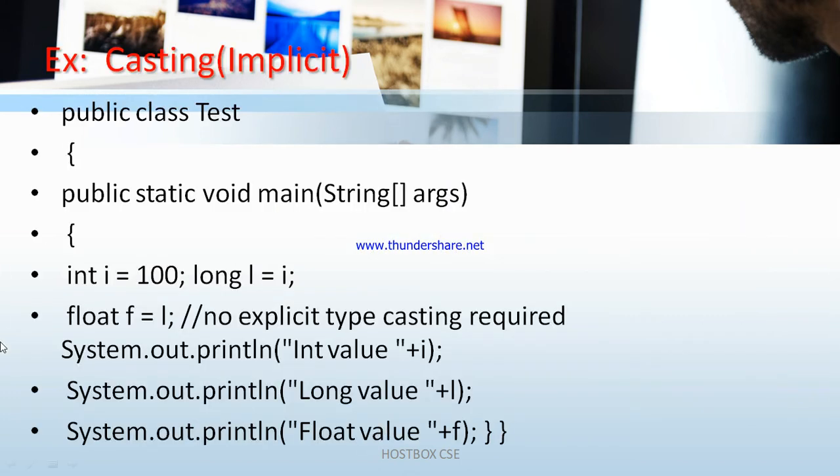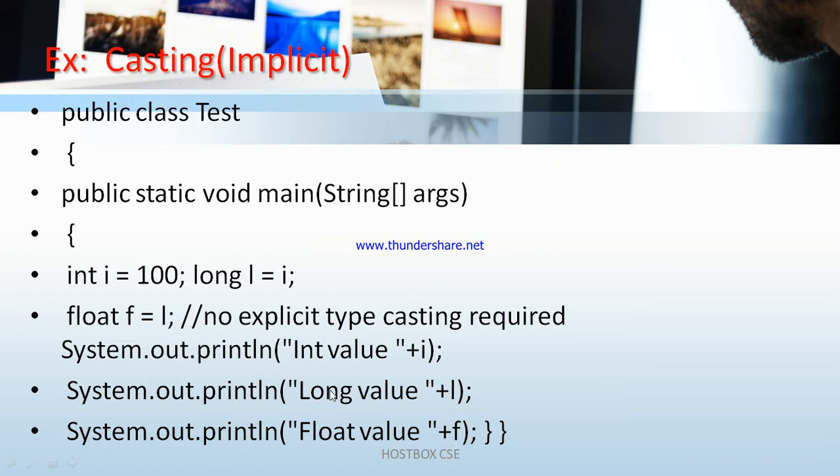I am going to write a program, class Test, where I write int i is equal to 100 and long l is equal to i. Then I am going to write float f is equal to l. Int i is equal to 100 and long l is equal to i means the i value will pass to the variable long l. And for float f, the l value will pass here. The l value is 100.